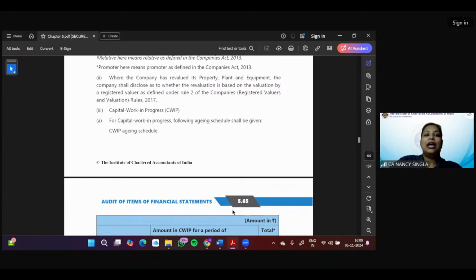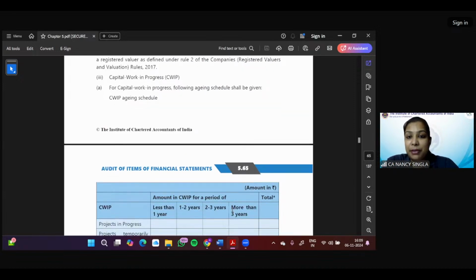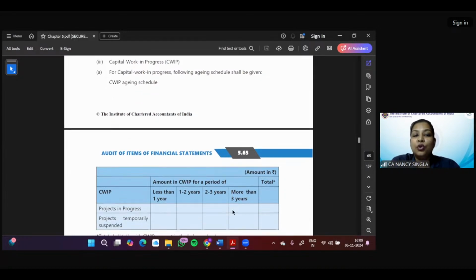Simple. Now, if any PPE, property, plant and equipment, is under construction and has been held as capital work in progress, then there is a separate reporting requirement as additional regulatory information. Again, a very good 3-mark or 4-mark question can be made out of that. So for capital work in progress, the following aging schedule is to be given. So what is the CWIP aging schedule?